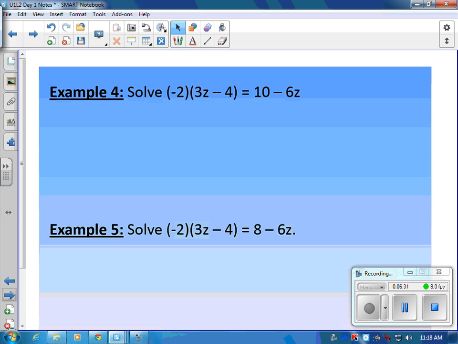All right, so let's move on to these two equations. What do I need to do in my first equation? What's the first step that needs to take place in that equation?